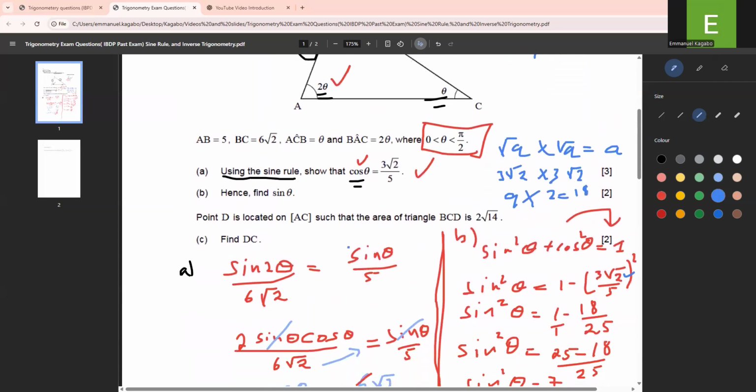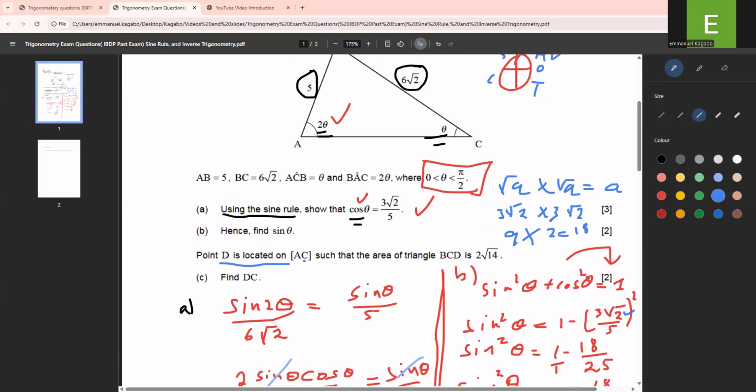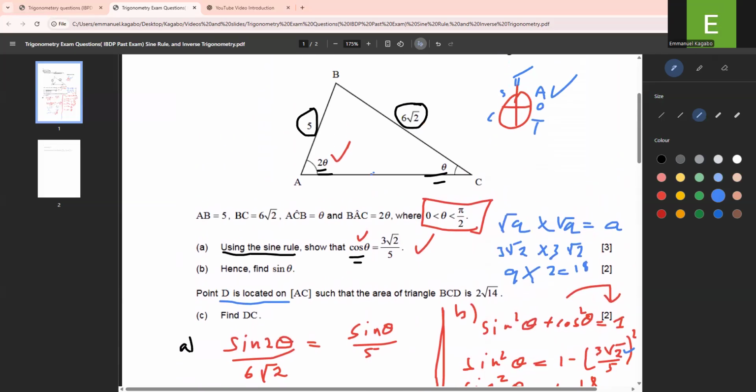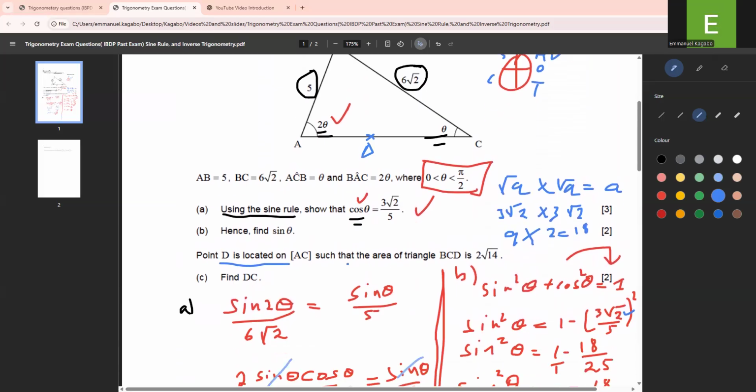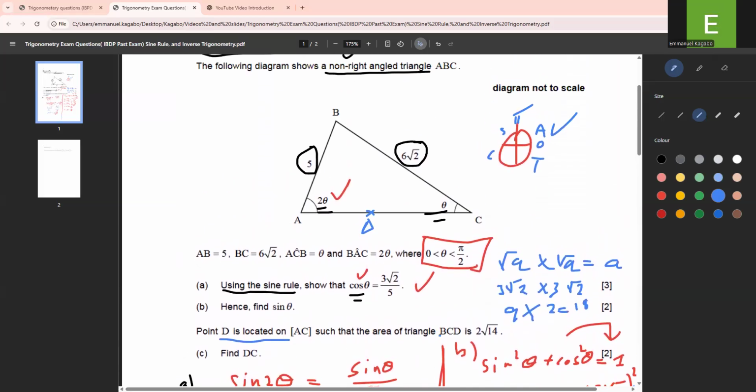Next, that's question C. Point D is located on AC somewhere here. Very good. That's your point D. And then such that the area of triangle BCD. This is the triangle they talk about. This is the triangle they are talking about.